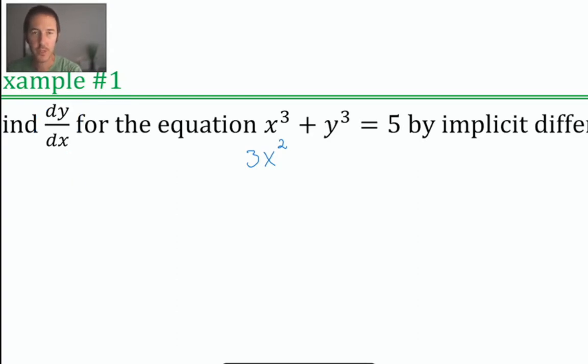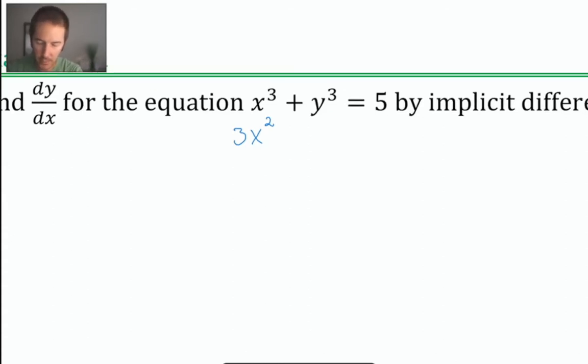That also tells me, well, that's okay. Let me skip that for the moment. I'm going to keep my plus sign as I continue to take the derivative using implicit differentiation. And then the next question is, what's the derivative of y to the third?